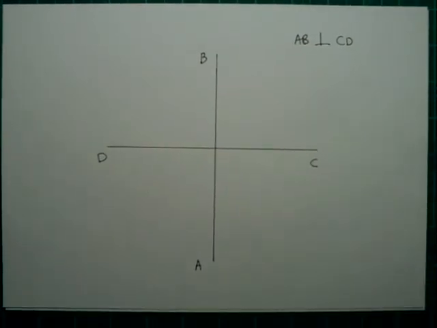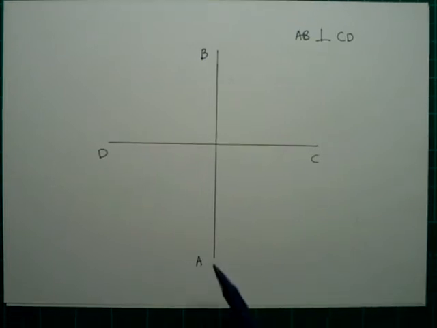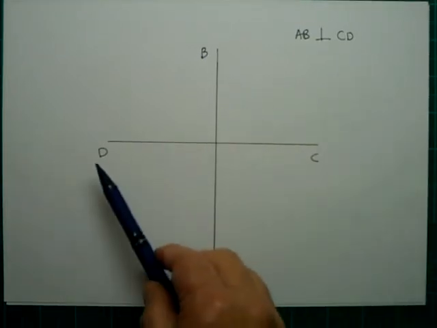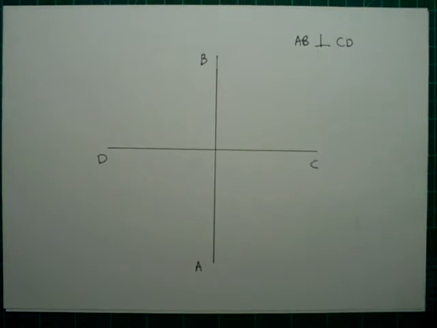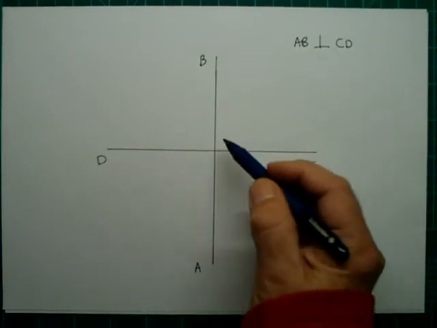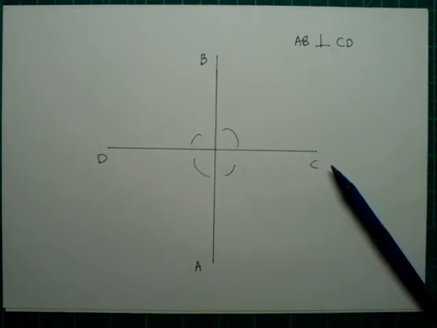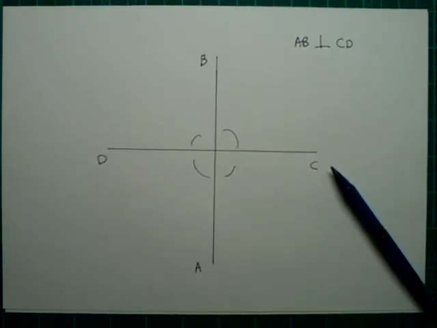Now we have two perpendicular lines. The line AB is perpendicular to the line CD. Well, the question is, can you determine the degrees of these angles here? Okay, pause the video again. Try to find the answer by justifying your answer.